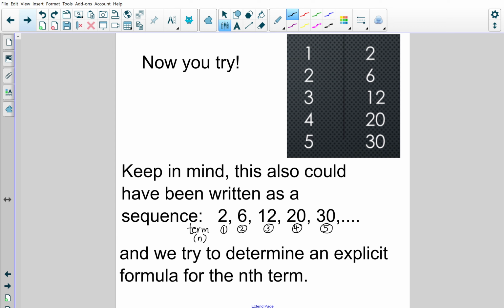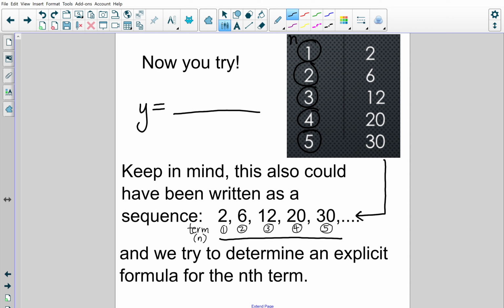So now you try getting your equation for that one. I'm going to have you pause and take a moment and try to get the equation. You can do y equals something in terms of x. And remember, this could also have been given to you like a sequence, since these terms could be n, like the first term, the second term, the third term, the fourth term, the fifth term. So we could be looking at this in a horizontal sequence type of fashion also. So take a moment and see if you can get the equation for that.